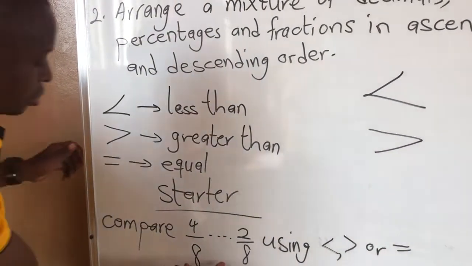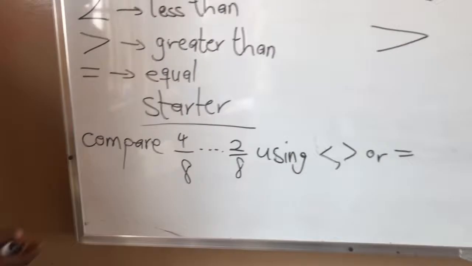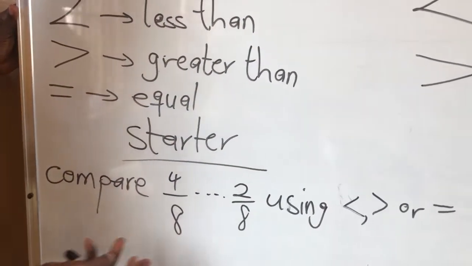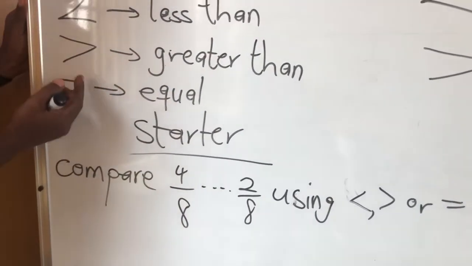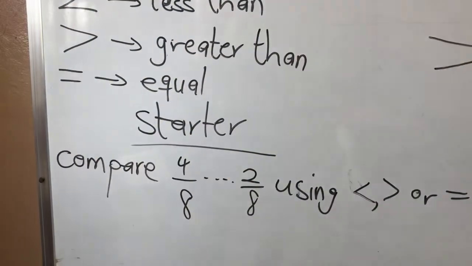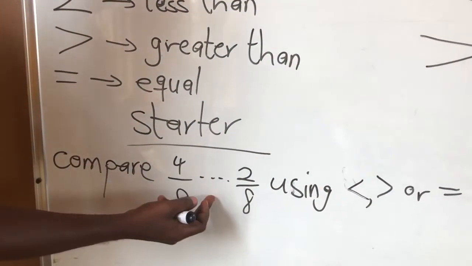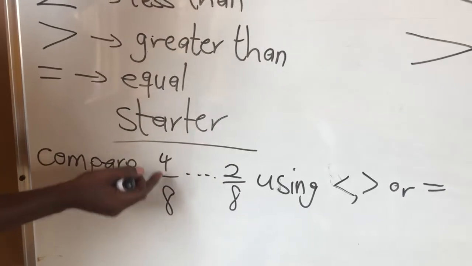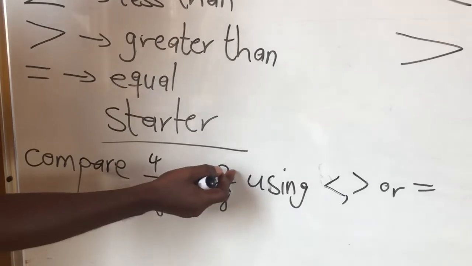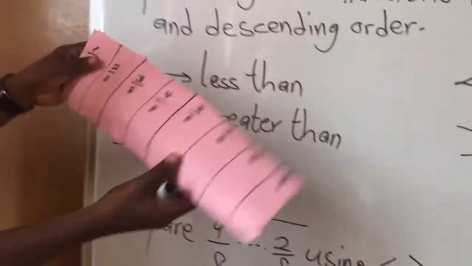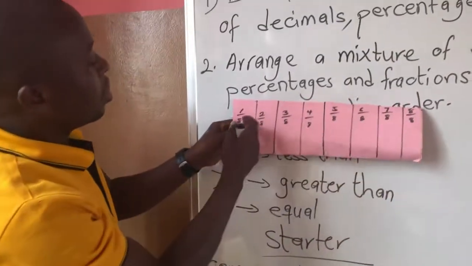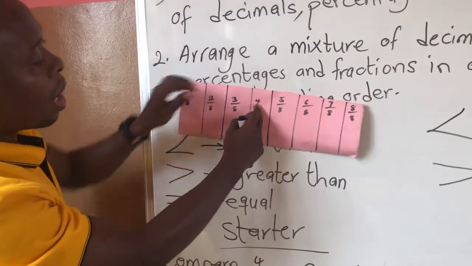Let's try these examples. We learned how to compare fractions with the same denominator using less than, greater than, or equal to. So let's look at this. This is a whole that is divided into 8 parts and 4 parts have been taken. At the same time, a whole divided into 8 parts and 2 parts have been taken. So let's assume this is a bread. This is one whole bread. And your mommy has given you 4 out of the 8.